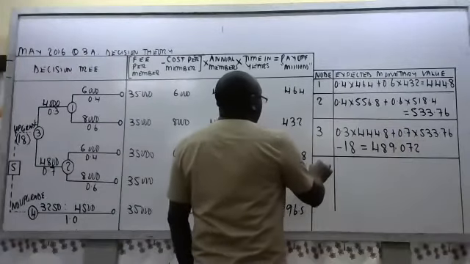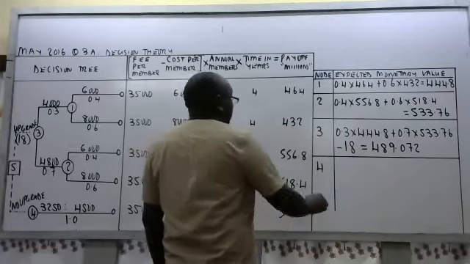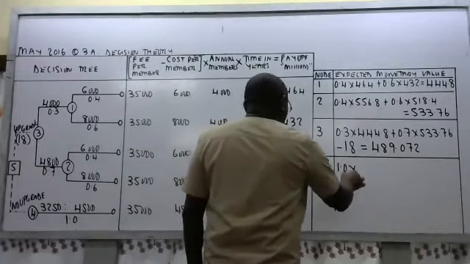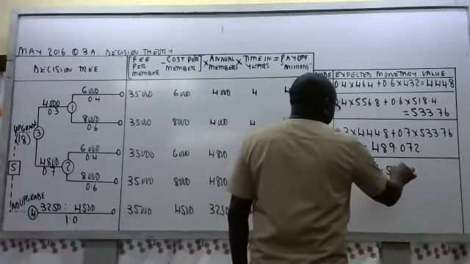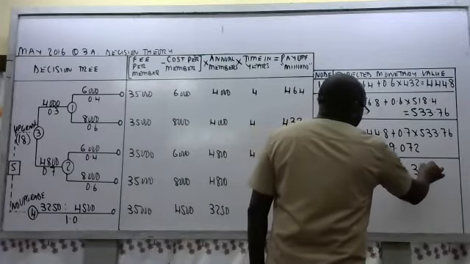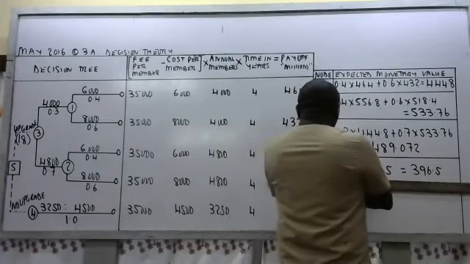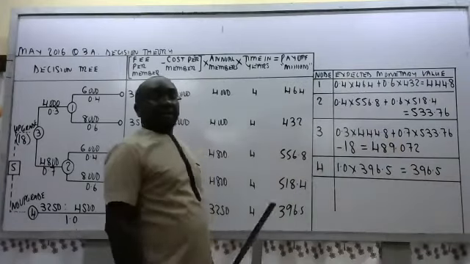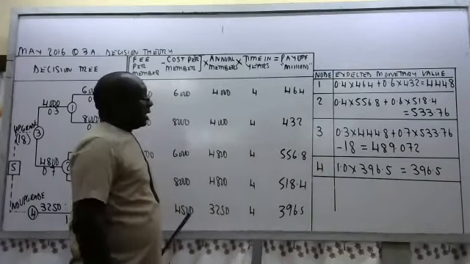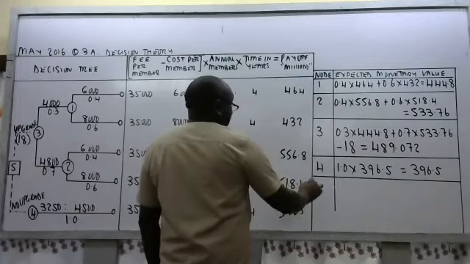So that is okay. Then we go to number 4. Number 4 is simply 1.0 times 396.5, and the answer is 396.5. That is as good as that. The next one is number 5.